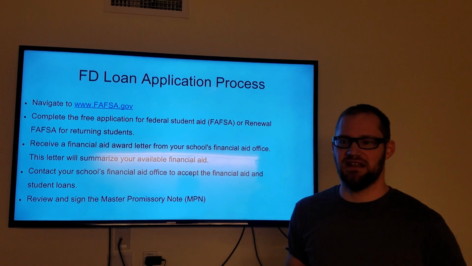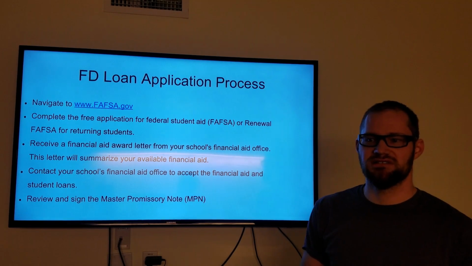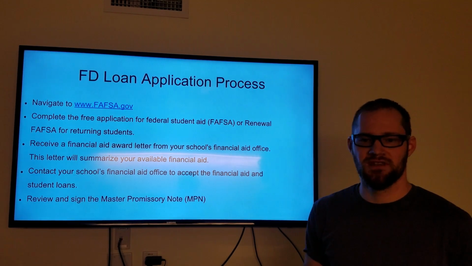Contact your school's financial aid office to accept the financial aid and student loans. Review and sign the master promissory note. That's it.